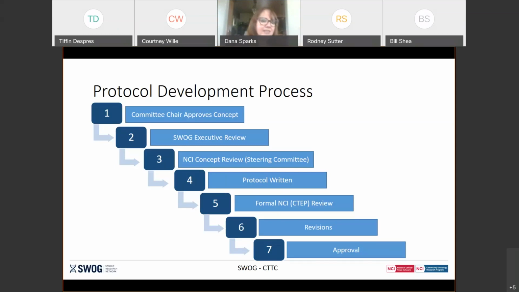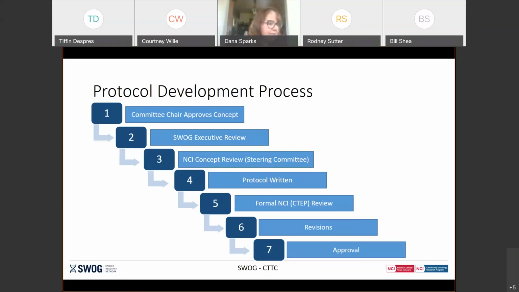This process is very lengthy, and in terms of the timelines given us by the NCI, we try to move studies through the process as quickly as we can, and for the most part, smaller phase 2 studies usually will take 6 to 9 months for development, and larger phase 3 studies will normally take between 9 months and a year to get through the development process.